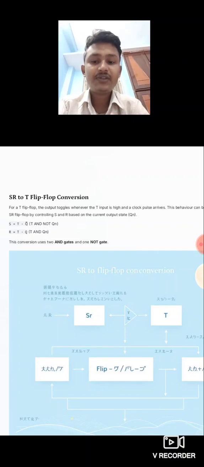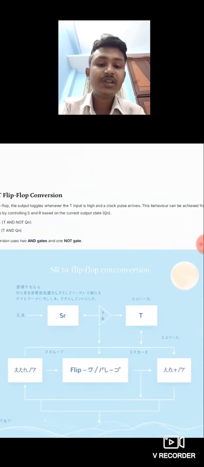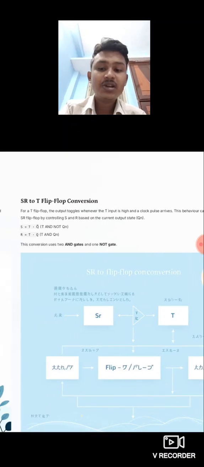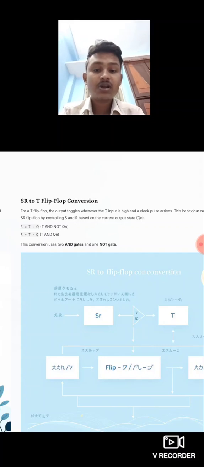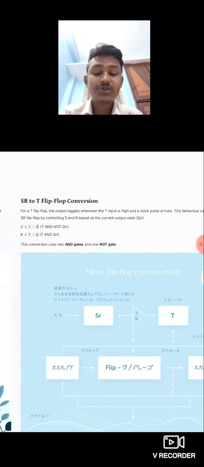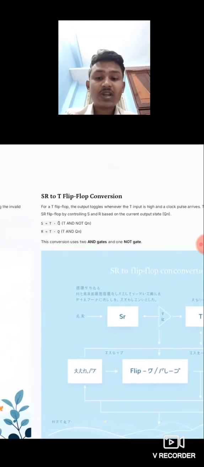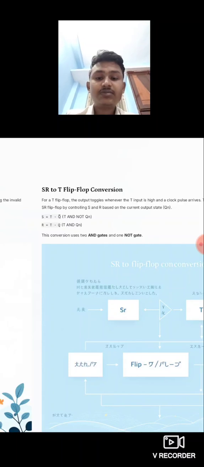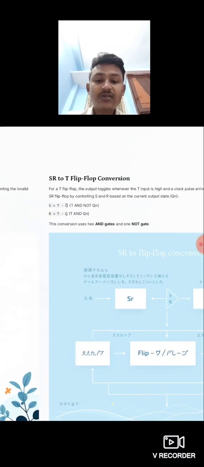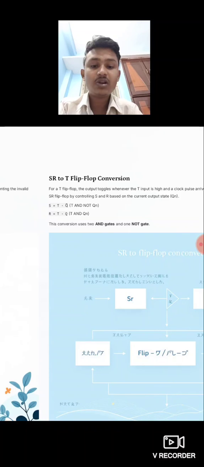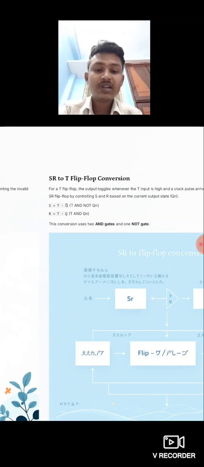SR to T flip-flop conversion. For a T flip-flop, the output toggles when the T input is high and a clock pulse arrives. This behavior can be achieved from the SR flip-flop by controlling S and R based on the current output state Qn. S equals T and Q bar, and R equals T and Qn. This conversion uses AND gates and one NOT gate.